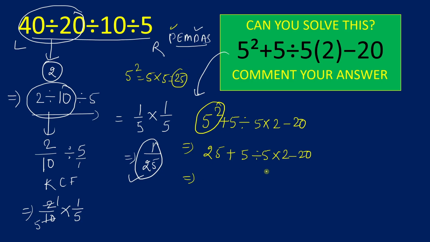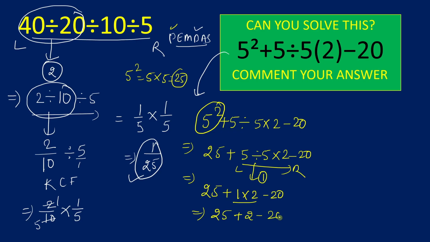Now, according to PEMDAS, first we have to solve multiplication and division. Multiplication and division have the same priority, so we solve left to right. First we solve this division, 5 divided by 5, which gives the result 1. So we will write 25 plus 1 times 2 minus 20. Now go for this multiplication: 25 plus 2 minus 20.